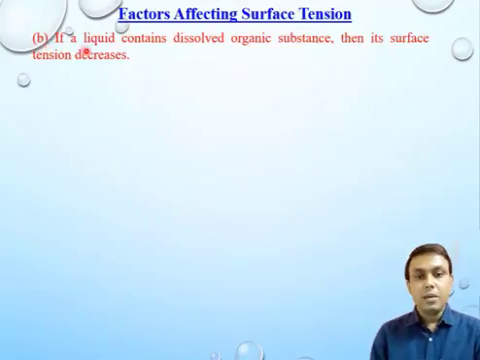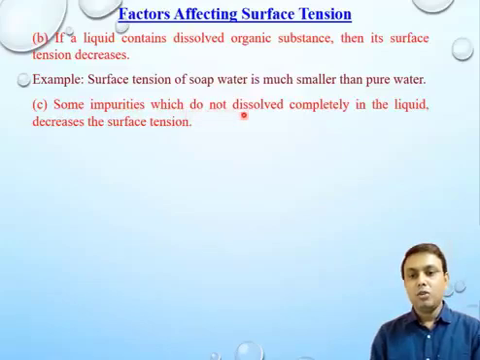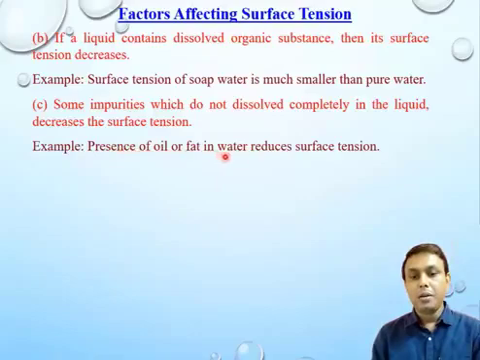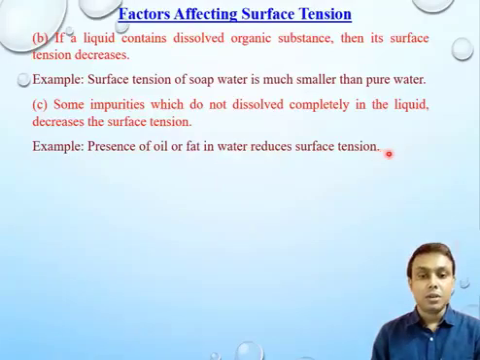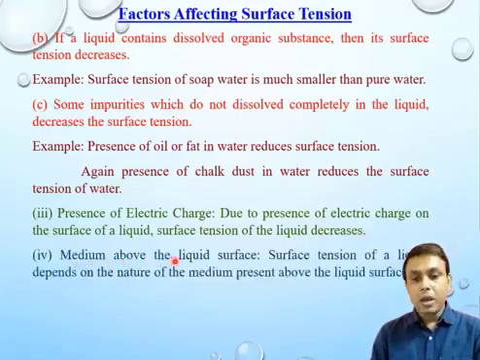Next, if a liquid contains a dissolved organic substance, then its surface tension decreases. For example, the surface tension of soap water is much smaller than pure water. Next, some impurities which do not dissolve completely in the liquid decrease the surface tension. For example, the presence of oil or fat in water reduces the surface tension. Next, due to the presence of electric charge on the surface of a liquid, the surface tension of the liquid also decreases.